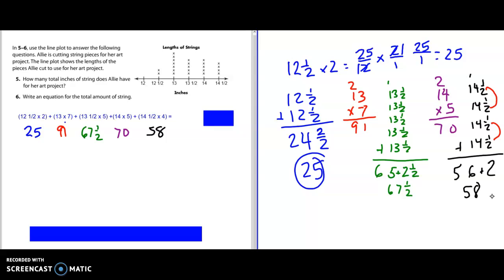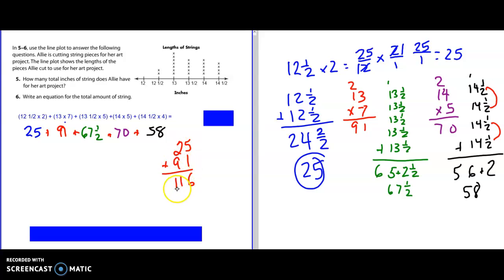So now over here at the left, I have all of my answers. And what I have to do now is add all of those together. So I have 25 plus 91 is 116. And then add 67.5 to that, and I have a half, 13, 6, 7, 8, 183.5. Moving over here, so I have 183.5 plus 70, so a half, 3, 15, 253.5. Oh, this is getting pretty big.